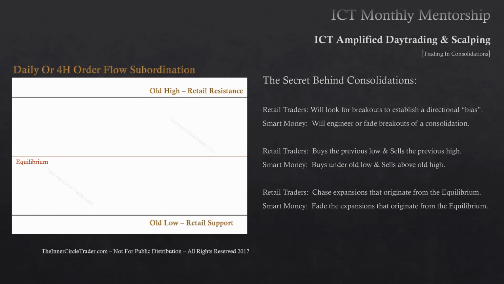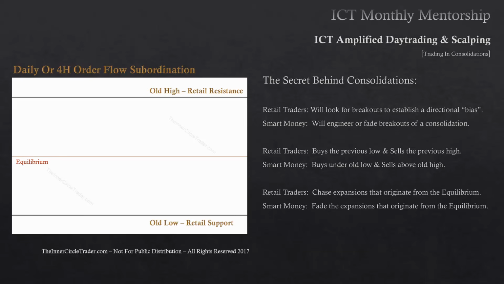If daily or 4-hour order flow is moving lower, as we understand it, and we see an expansion away from the equilibrium price point or the middle of the range, and it breaks a short-term high, that is our sell scenario, and we're looking for the opposite end or the old low or retail support. That's what's going to be targeted next, and then move below that.